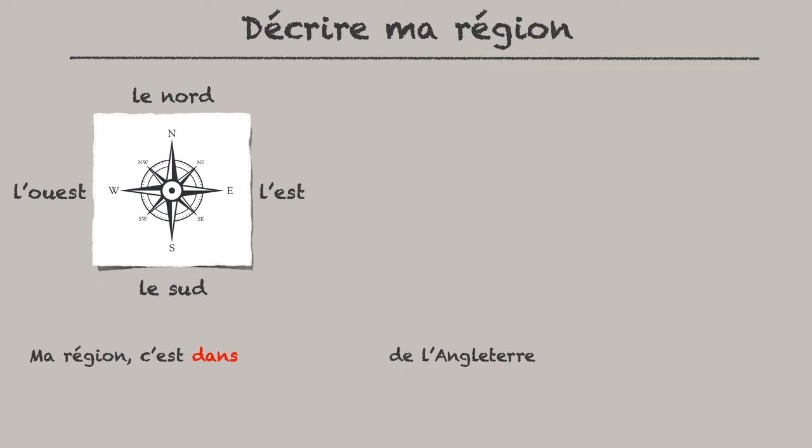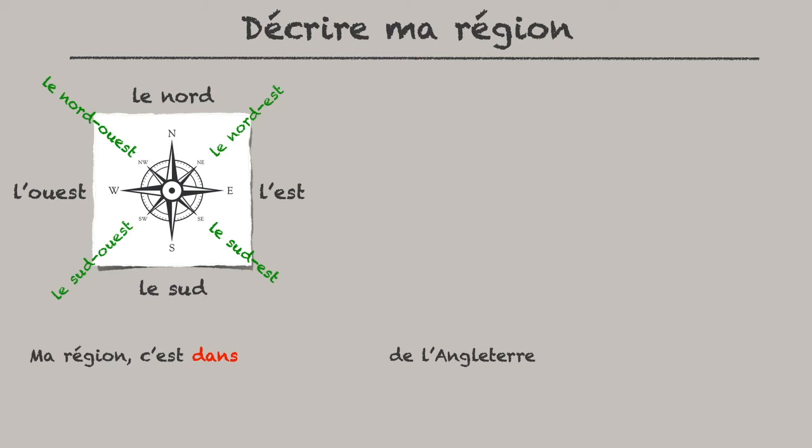So the next thing we're going to do is listen to someone talking about their region. Before we do that, I just wanted to check how comfortable you are with talking about points on the compass. So you've got le nord, l'est, le sud and l'ouest. Horrible one to spell, that one, l'ouest. All right, and then you've got the ones in the middle. Just like English, you just link them together. Le nord-est, le sud-est, le sud-ouest, and le nord-ouest.